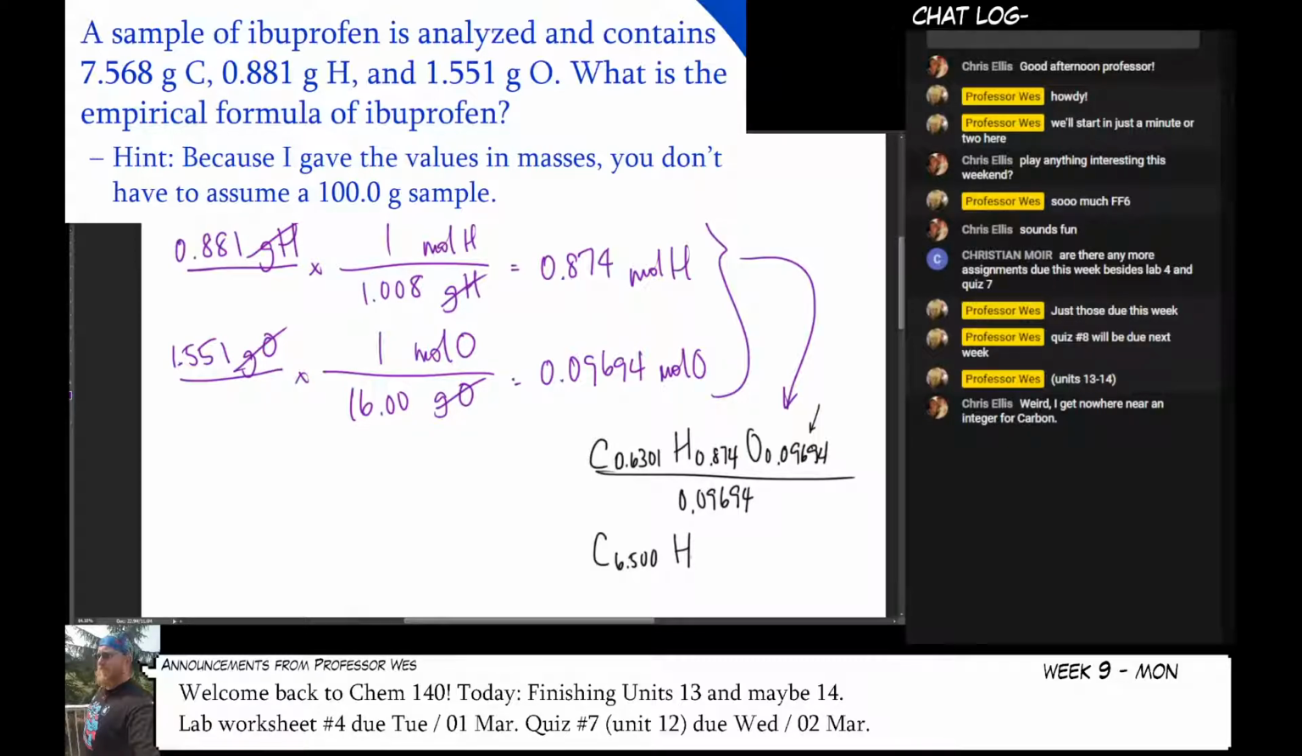We'll see what happens. So H is 0.874 divided by 0.09694. I got real close to 9 for that, so we'll just write 9. And then O is just that. All right. So we have an issue, right? What the heck do I do with this?